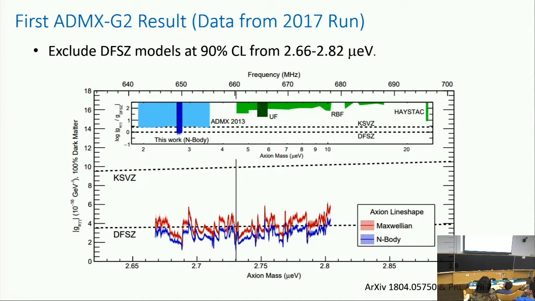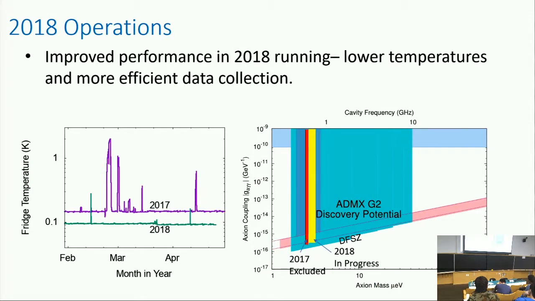So some of this I'll be able to cover tomorrow, but this is the final result that came out this year. For the first time ever, ADMX was able to probe this DFSZ region of the coupling space over what is just a very small fraction of an eV frequency range or mass range. But nevertheless, it shows that the technique works, and the fundamental thing is the implementation of these new, much more sensitive amplifiers. And so there's good prospects now for continuing this march upward in frequency and covering this whole range where I told you the calculations suggest that the axion is supposed to be. And I think I'm just going to stop right there for now.